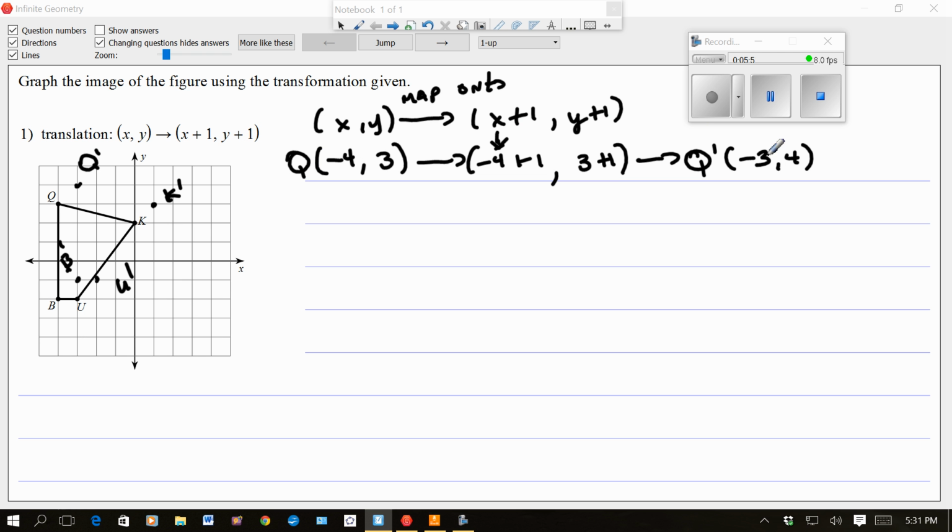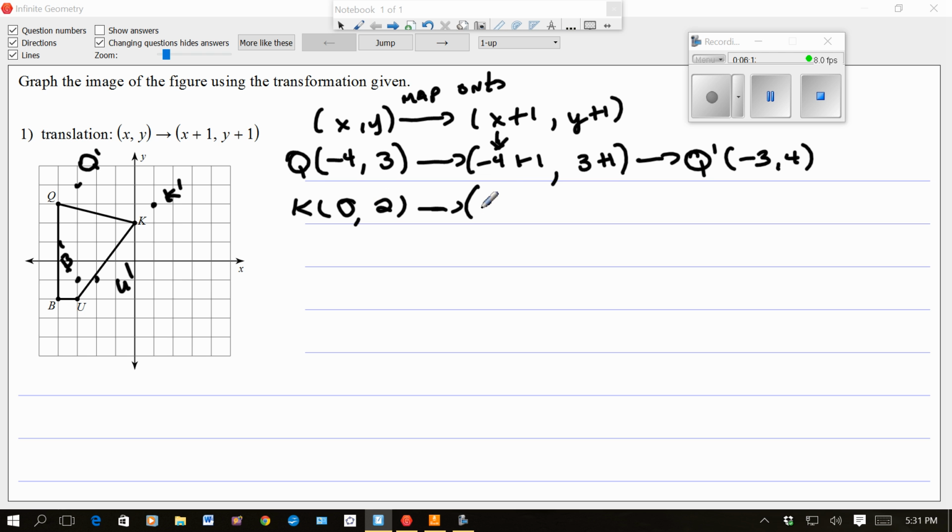And you can actually do it this way for every single one of them if you want to, and just plot the points. For example, I could do K. First of all, I have to read it. K is at, my x value is 0, and my y value is at 2. I can map it on using this rule.